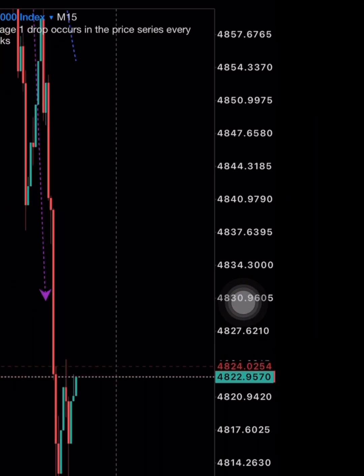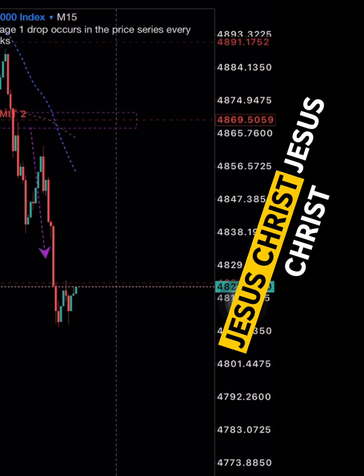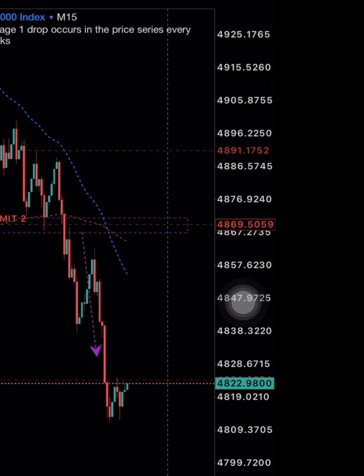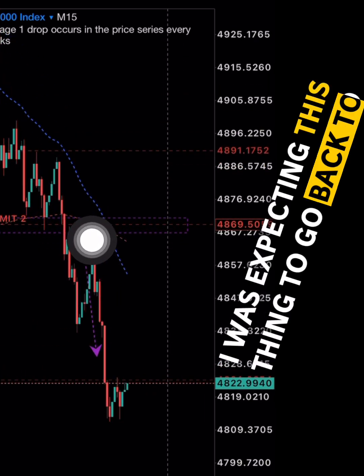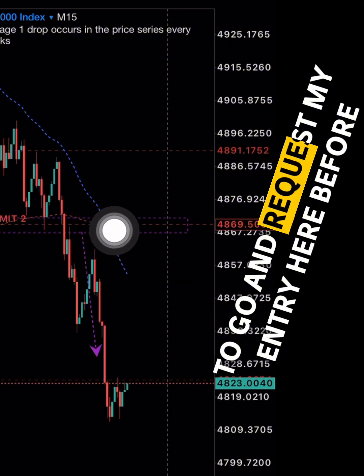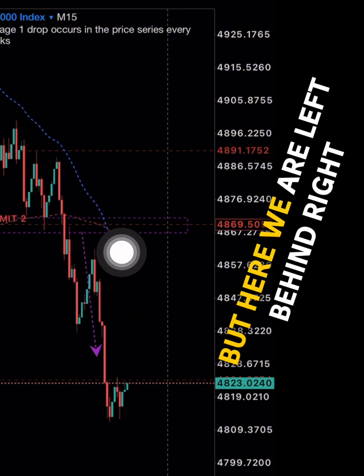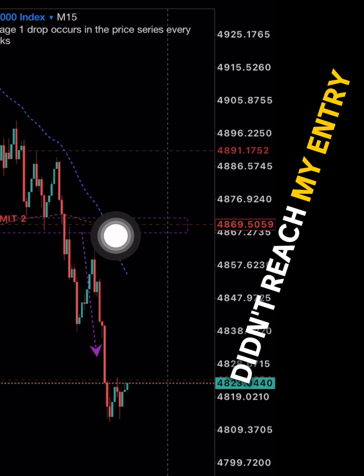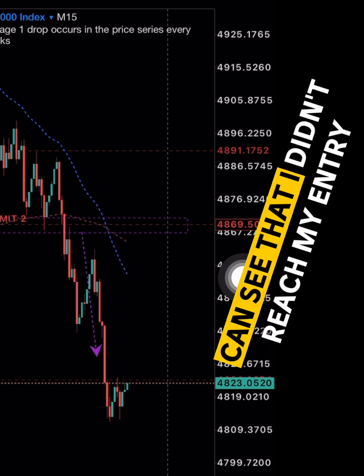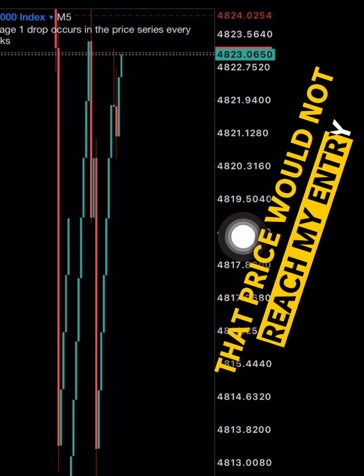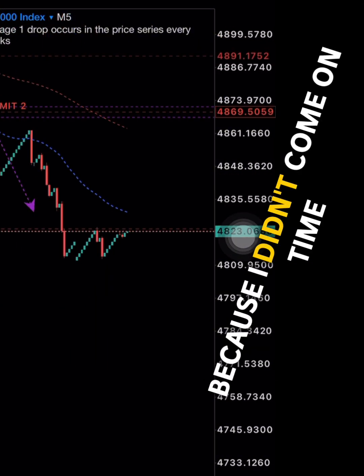I was expecting this thing to go back to my entry and retest my entry here before coming to TP. But here we are left behind. Price didn't reach my entry. I thought as much. Something was telling me that price will not reach my entry because I didn't come on time.